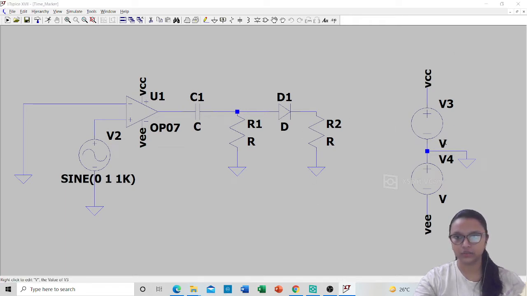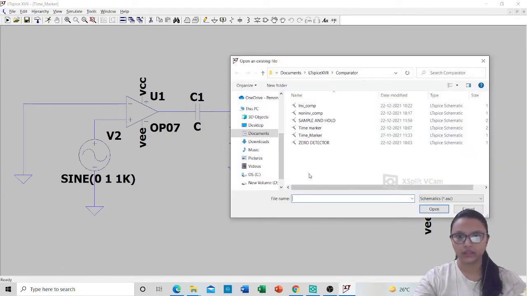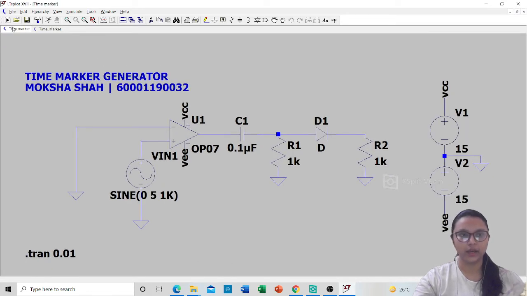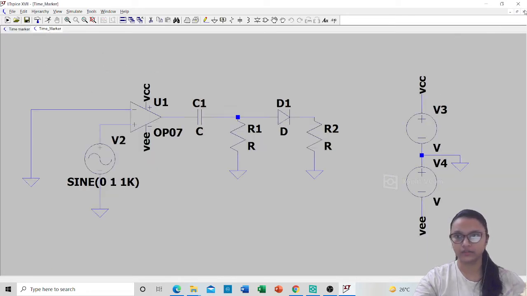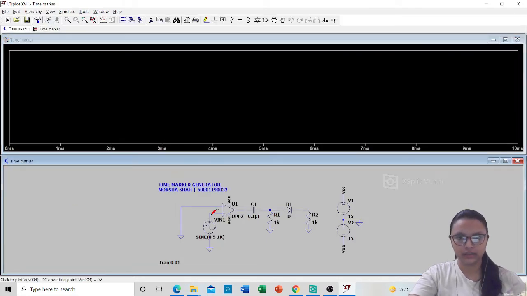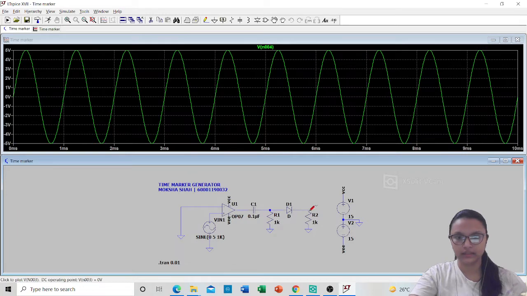I'll just give the voltage. These values are not given, so I'll open another one. I'll just cut it off so that there is no problem while running. Over here at the non-inverting input we have an AC sine input, and at the inverting input we have connected directly to ground, the capacitor, the resistors and the diode. So let's run it and look at the input side and the output side.